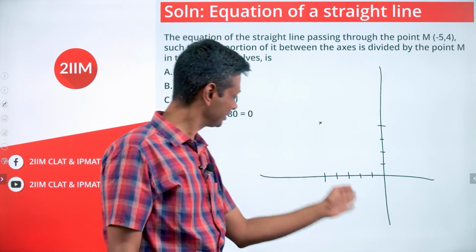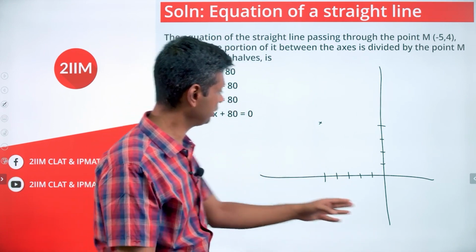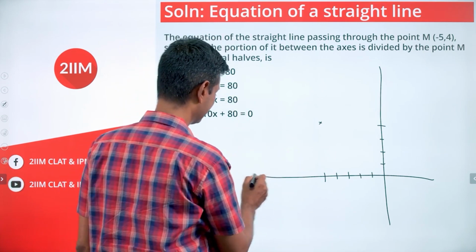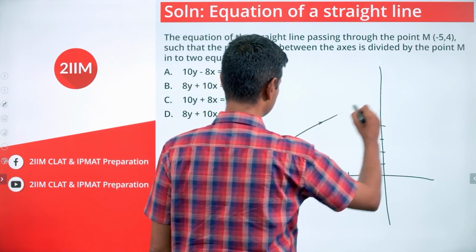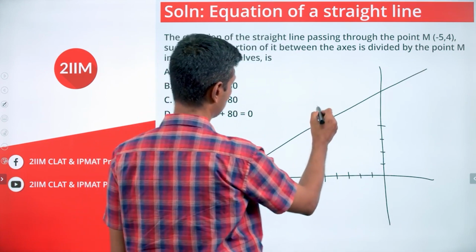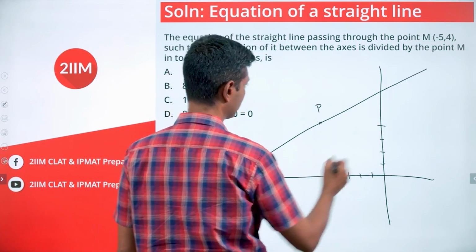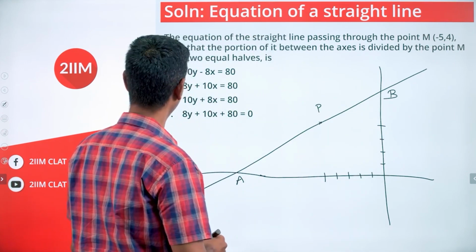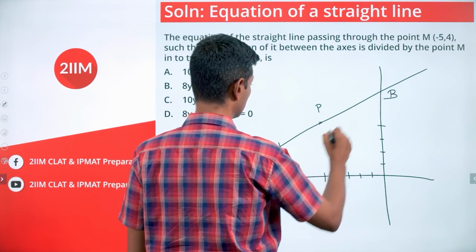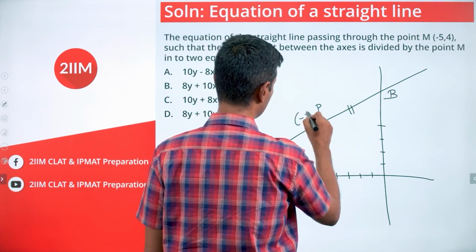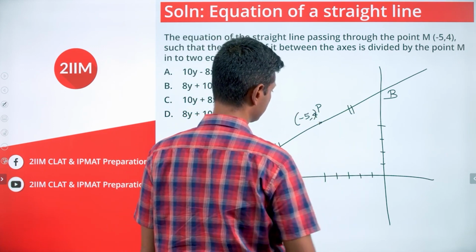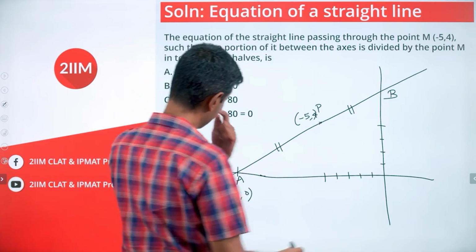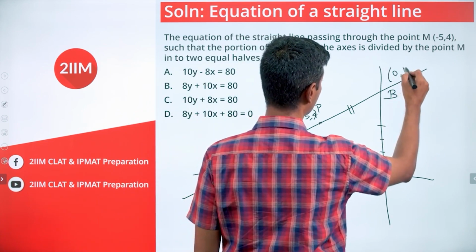So if it were like this, then the part between the axes would be here. This point won't be dividing it into 2 equal halves. This second line tells us that the line is really like this. And so we call this point P. This is A. This is B. We are told the portion between the axes is divided by the point M into 2 equal halves. So this is equal to this. This point is minus 5, 4. The point here should be h, 0. It's on the x-axis. The point here should be 0, k, on the y-axis.